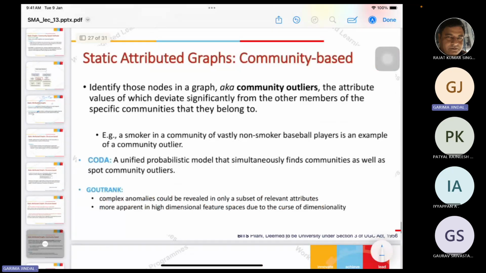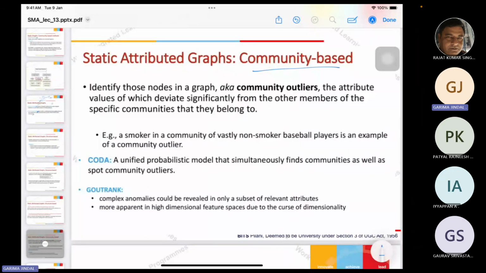Now let me discuss these community-based methods. How do we identify community-based outliers? Firstly, we try to identify the communities. For example, I have this community of football players. In those football players, I look at their attributes, such as whether they smoke or not. Suppose there were 20 players, and among these 20 players, only two smoke. So these two players have a different property than the entire community.